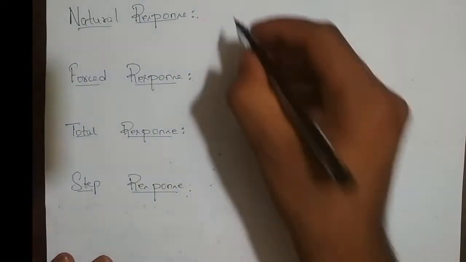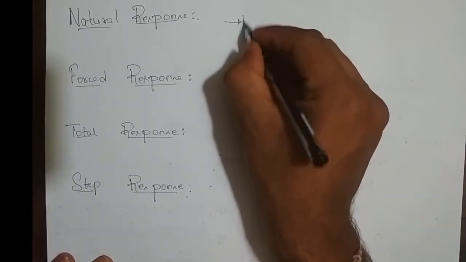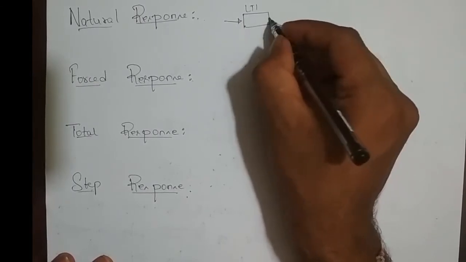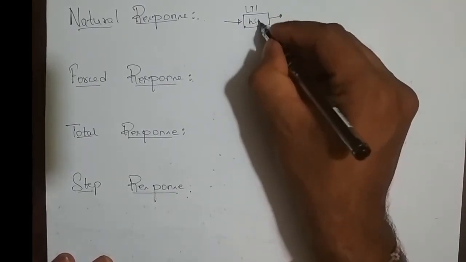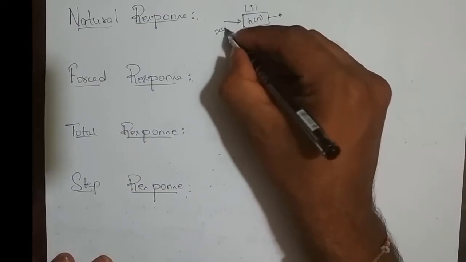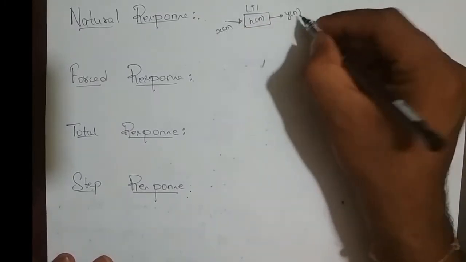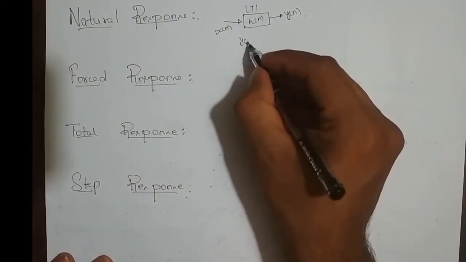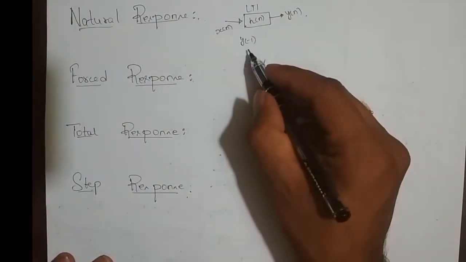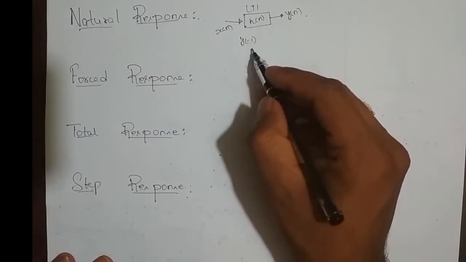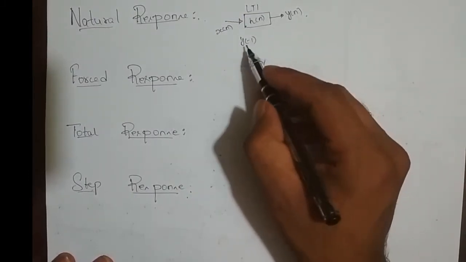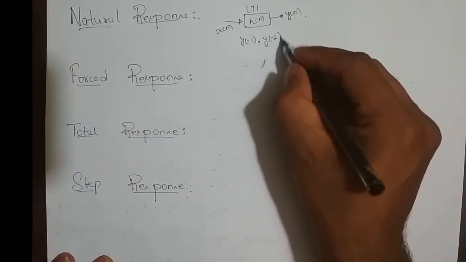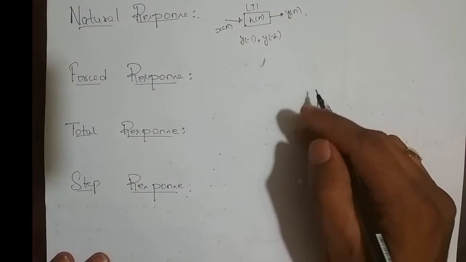Natural response. Any LTI system will have its impulse response. We'll have input and we'll have output, and also initial conditions. These initial conditions depend upon whether it is a first order system or a second order system, and so on. If it is a first order system, we'll have y of -1. If it is a second order system, we'll have y of -1, y of -2, and so on.